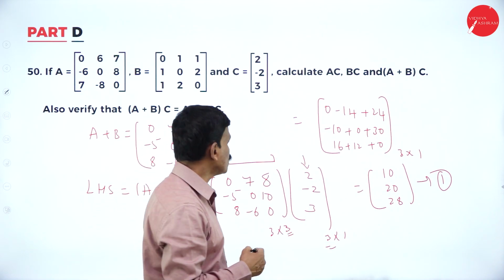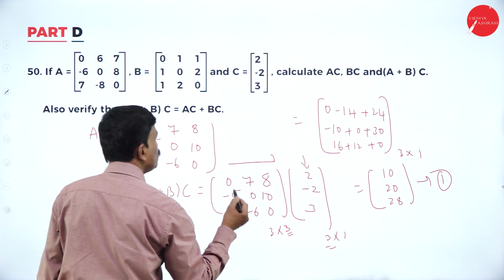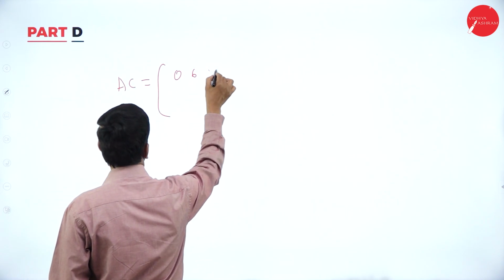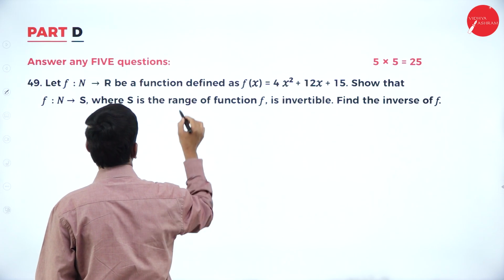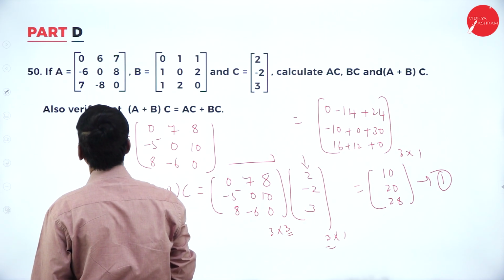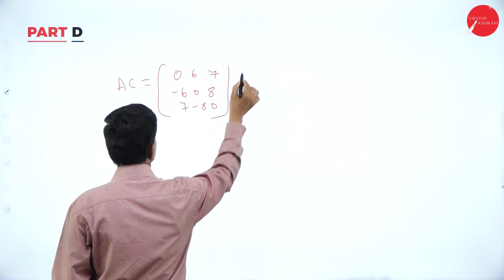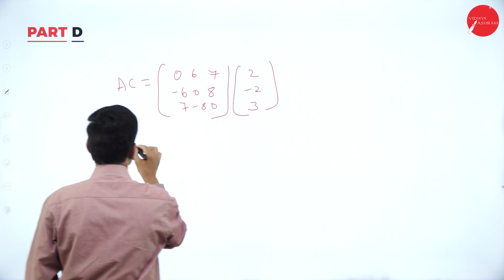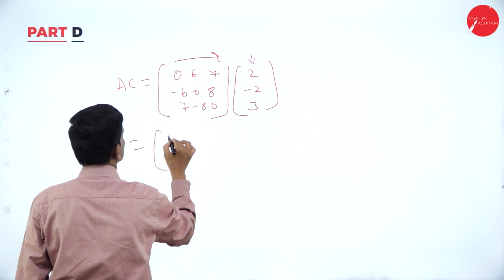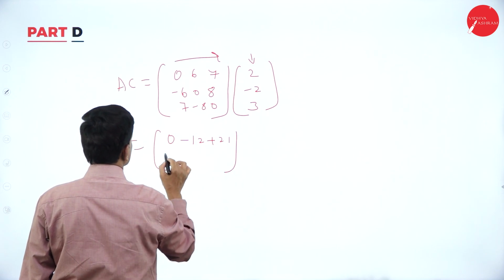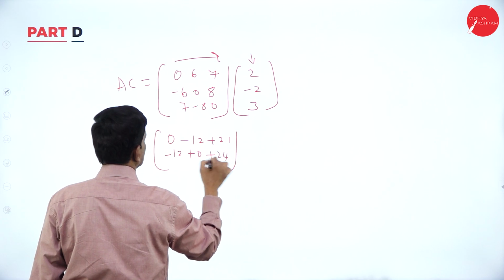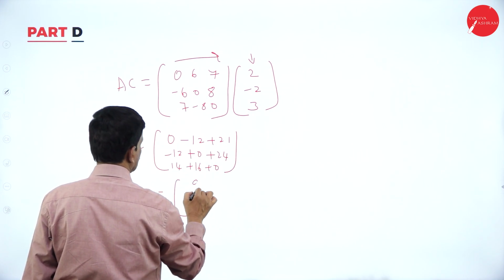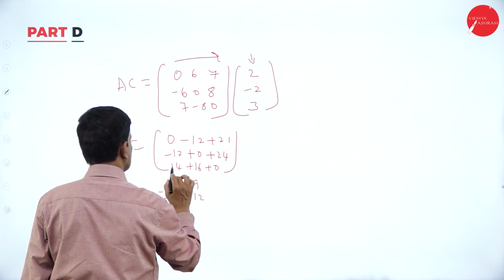Now move on to the second part. Second part is to find out AC and BC. So AC. What is A? 0, 6, 7; minus 6, 0, 8; 7, minus 8, 0 into 2, minus 2, 3. This is also the same, first row, first column. 0, 6 2s are 12, 7 3s are 21; 6 2s are 12 plus 0, 8 3s are 24; again 7 2s are 14, minus into minus plus 6, plus 0. This is equal to 9, 12, 30.